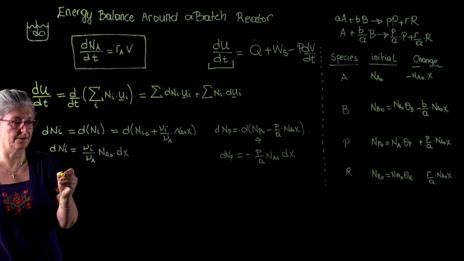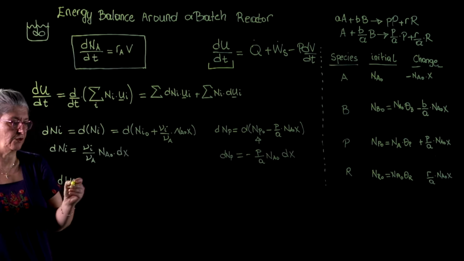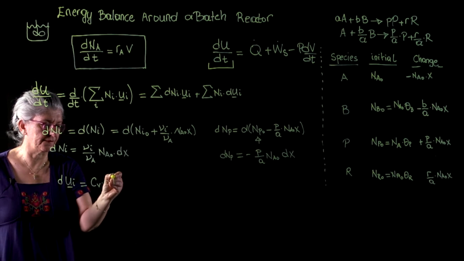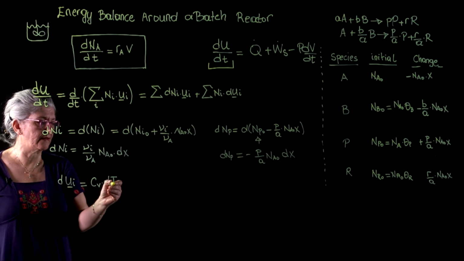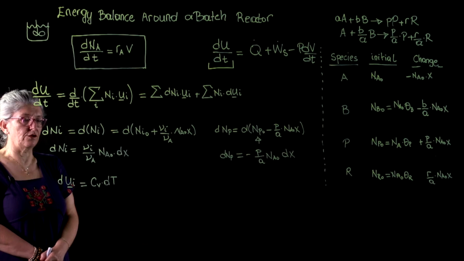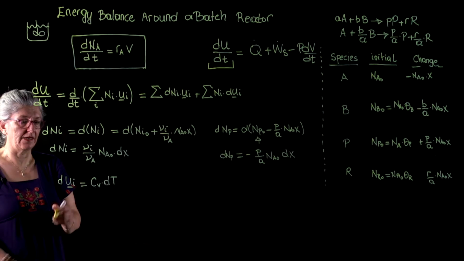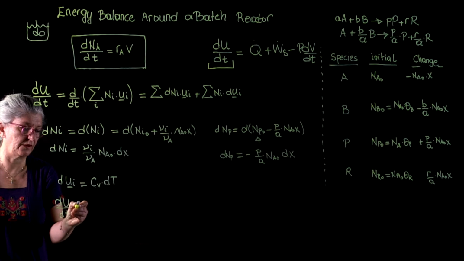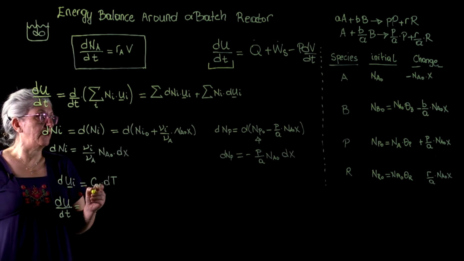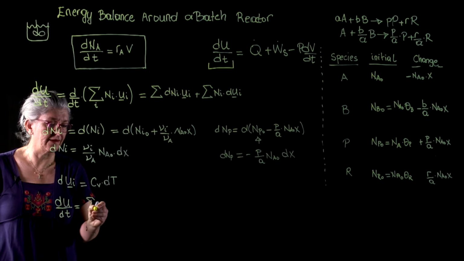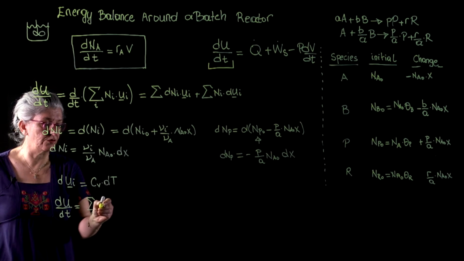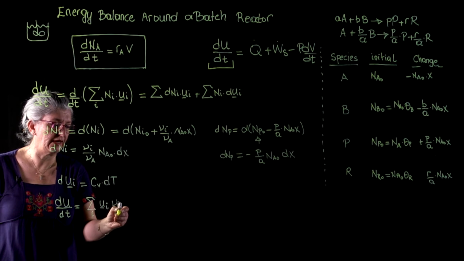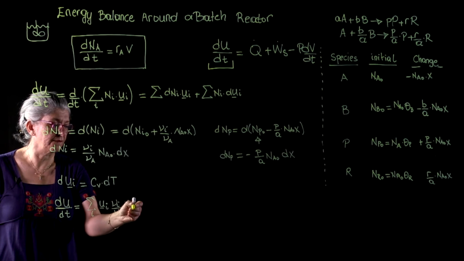What is dui? dui is Cv times dT. This is the constant volume heat capacity. This is the temperature in absolute scale. So we collect them together to obtain dU over dt to be equal to summation over all species ui times dni, which is nu i over nu A times NA0 times dx.